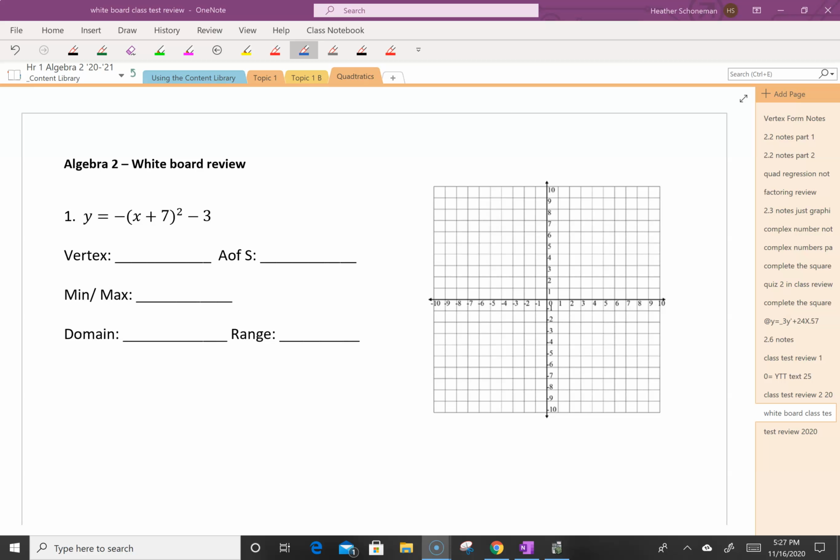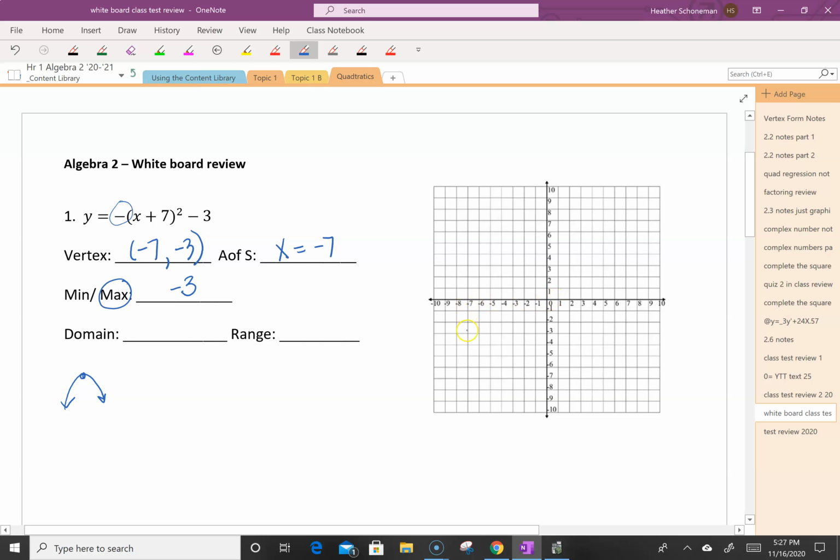Okay, so we want to graph this problem, and here is the information that we need to find. On this one, to find the vertex, it's the opposite of what's in the parentheses. That'd be -7, and then the number at the end, which is -3. The axis of symmetry would be x equals -7. This graph, because it's negative, opens down. If it opens down, the vertex is the highest point, so it's a maximum, and it's a maximum at the y-coordinate.